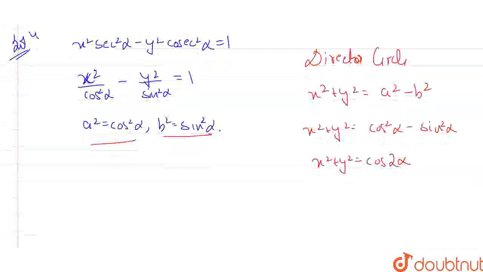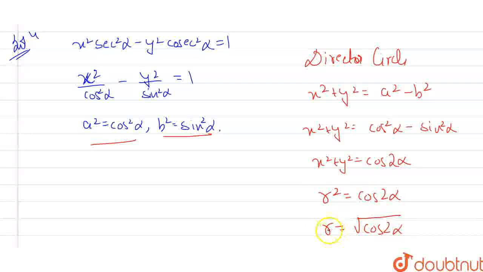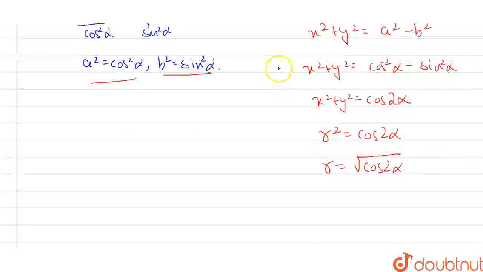Now this cos of 2 alpha is basically my r square, my radius squared. It means my r is under root of cos 2 alpha. So somehow we have to prove that this r exists. If this r exists, it means this equation exists, it means the director circle exists, and then we have tangents which can be drawn to the hyperbola. So I'll find the values of r.